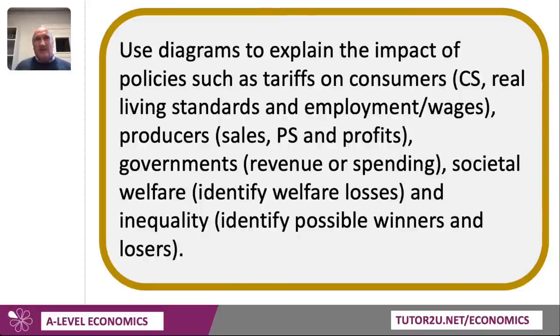So the diagrams are basically a way of supporting your written analysis. So they should be part of the same process. Let me just give you an example here, looking at tariffs.